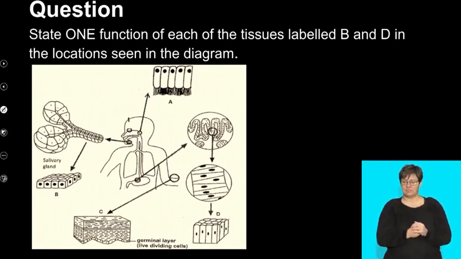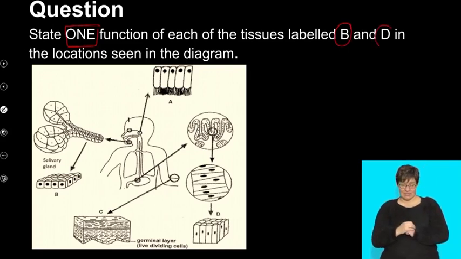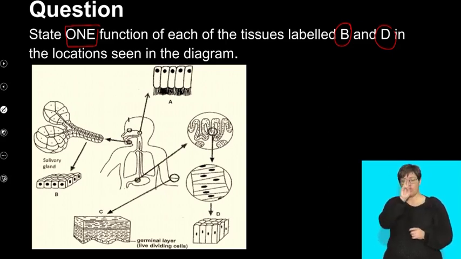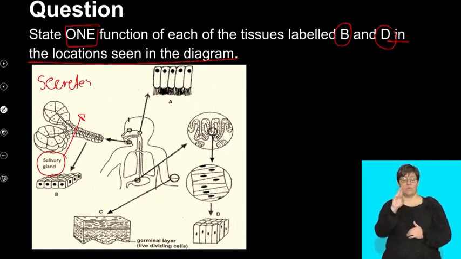Now the next question. State one function of each of the tissues labeled B and D. Now, don't stop there. A lot of you stop with that sentence, but it says, in the locations seen in the diagram. Now, that is very important. So, number B, I said was cuboidal. Now, what is its function? Look here. So what does cuboidal tissue do? It secretes, where is it?